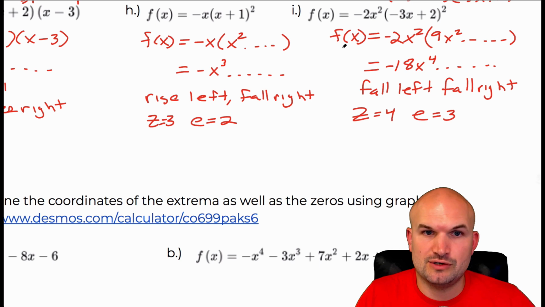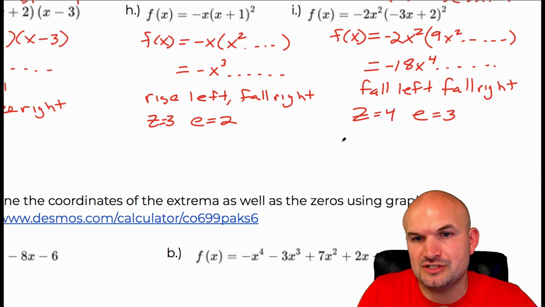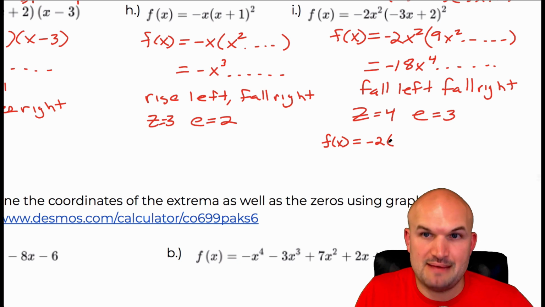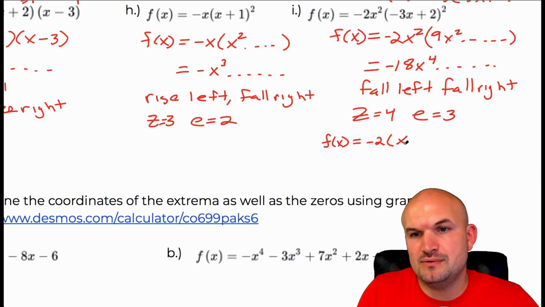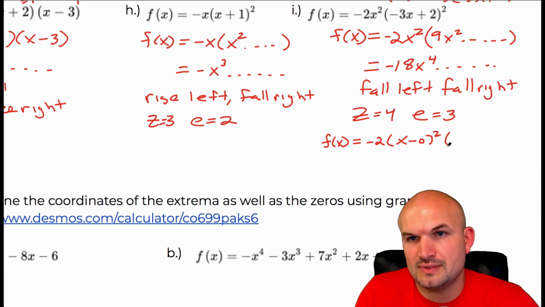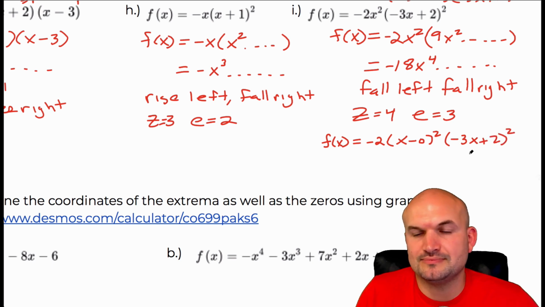To determine the multiplicity, we could also look at this zero and see what exactly is happening here. So I could rewrite this f of x by factoring out this negative 2. It's not really affecting my zero. That's really just a multiple. So I have negative 2 times x minus 0 squared, because x minus 0 is x, and then x squared. And then I could write this as negative 3x plus 2 squared.